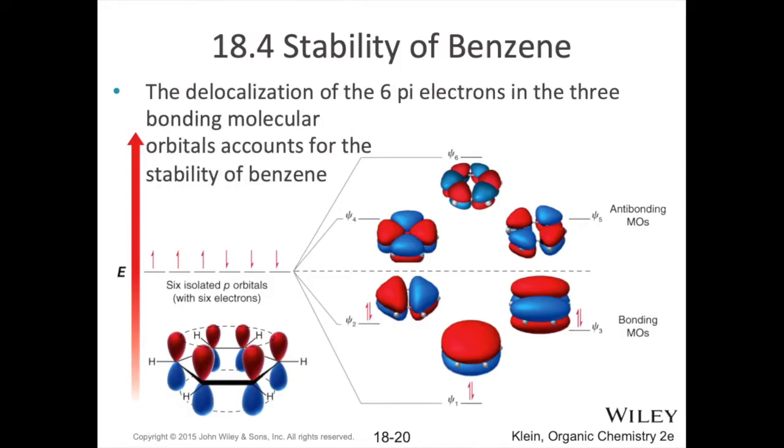So basically, the fact that we have a lot of delocalization here accounts for the stability that we're seeing in our benzene. This is a very stable arrangement, that you'd have to break up to do that addition reaction.